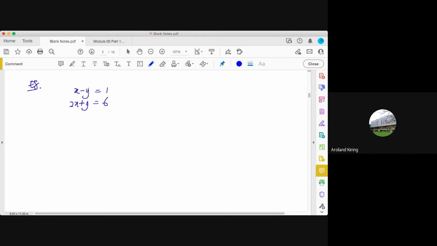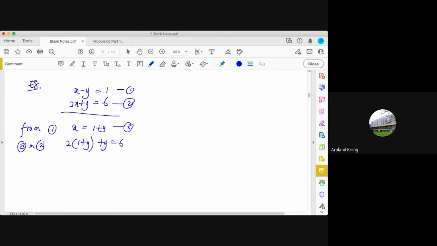So we have x minus y equal to 1. That's our first equation, and then our second equation. To solve these equations, from 1 we can say x is equal to 1 plus y. So we put 1 inside 2. So 2(1 plus y) plus y equal to 6. This one is from 1, so you get equation 3. So you put 3 into 2, so you have this equation.